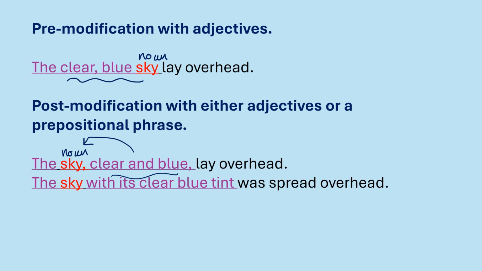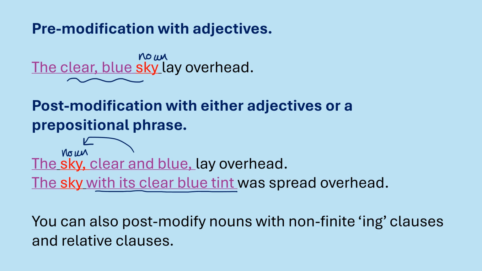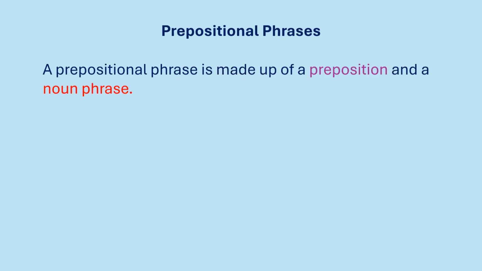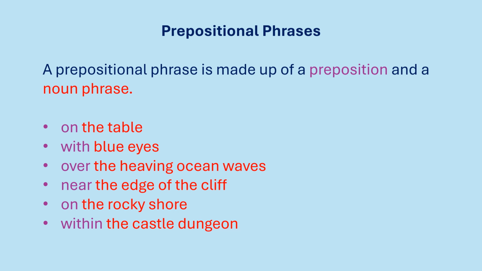The sky with its clear blue tint was spread overhead. So this time what I've done is I've post-modified with a prepositional phrase, giving more information and detail. Now you can also post-modify nouns with non-finite clauses and relative clauses, but I'll do a separate set of slides on those. A reminder on prepositional phrases: it'll be made up of a preposition and a noun phrase. So your preposition is on, the position of something, and then I've got a determiner and I've got a noun. So a preposition phrase will be a preposition followed by a noun phrase. So on the table, with blue eyes, over the heaving ocean waves. So those are all preposition phrases.